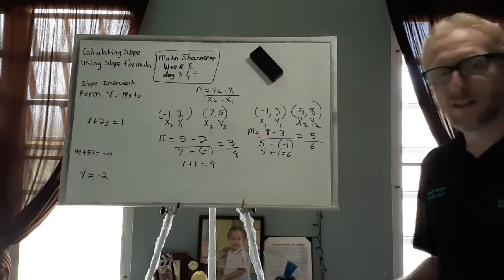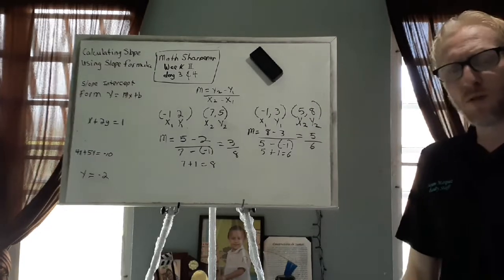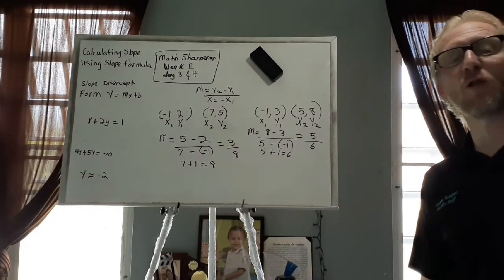So I'm going to go ahead and erase this, right? This is how to work with our slope formula. I'm going to give one more example using fractions, and then we're going to move it into the slope-intercept form.